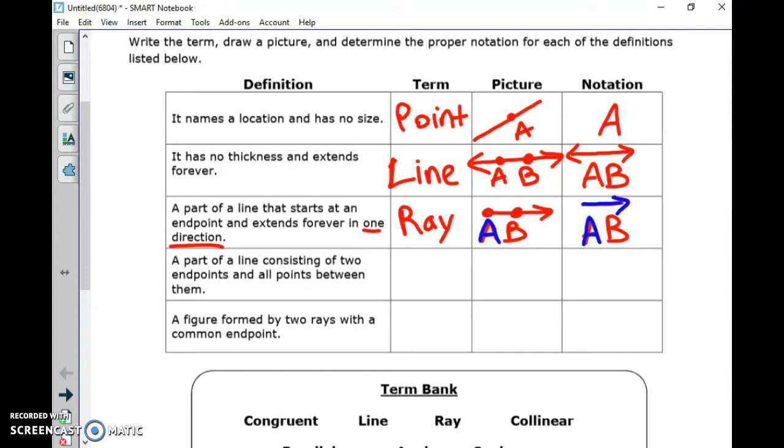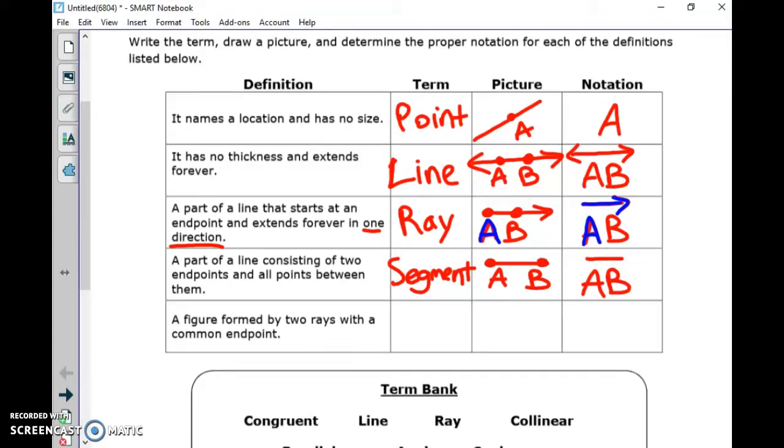Part of a line consisting of two endpoints and all the points between them is a segment. If it's a segment, then it looks like this with two endpoints. I would write those two letters, and I would put a segment, no arrowheads, on top of that. A figure formed by two rays with a common endpoint, okay, this would be what we would call an angle.